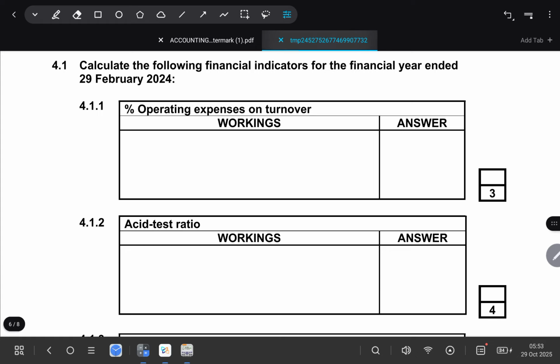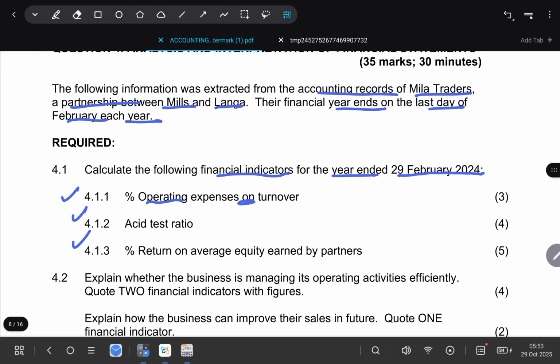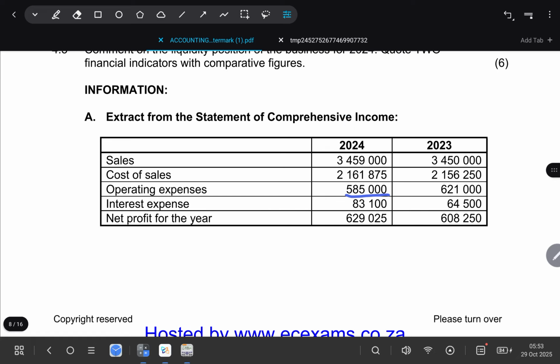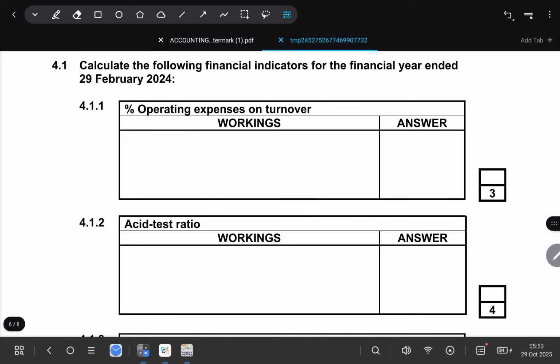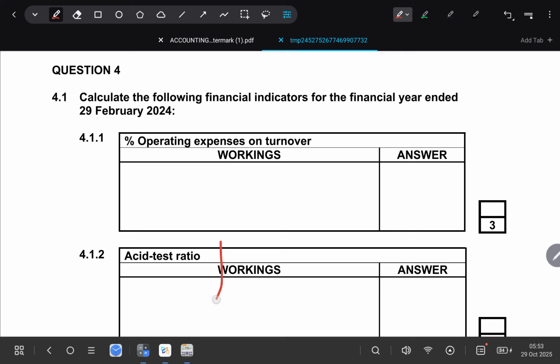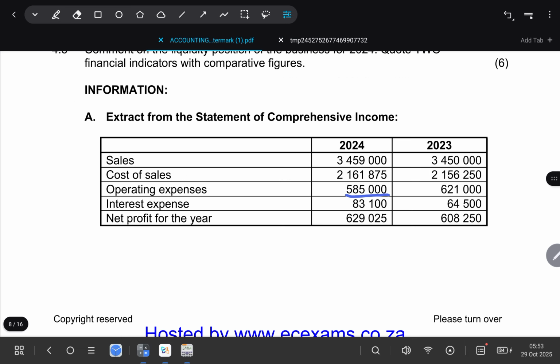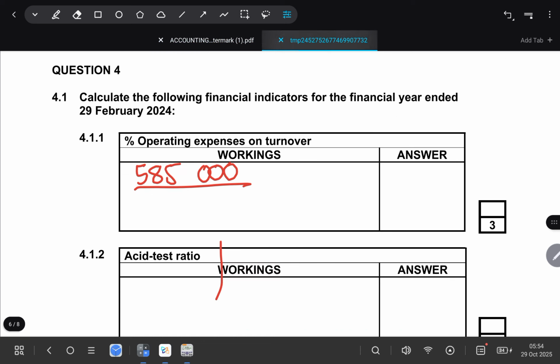So what you do, you must remember the formula. Remember, the formula says it's going to be operating expenses divided by sales. The information will be contained in the income statement. So our operating expenses is 585,000. So you're going to say 585,000, and then you are going to divide by your sales, which in this case is 3,459,000, and then you multiply this by 100.